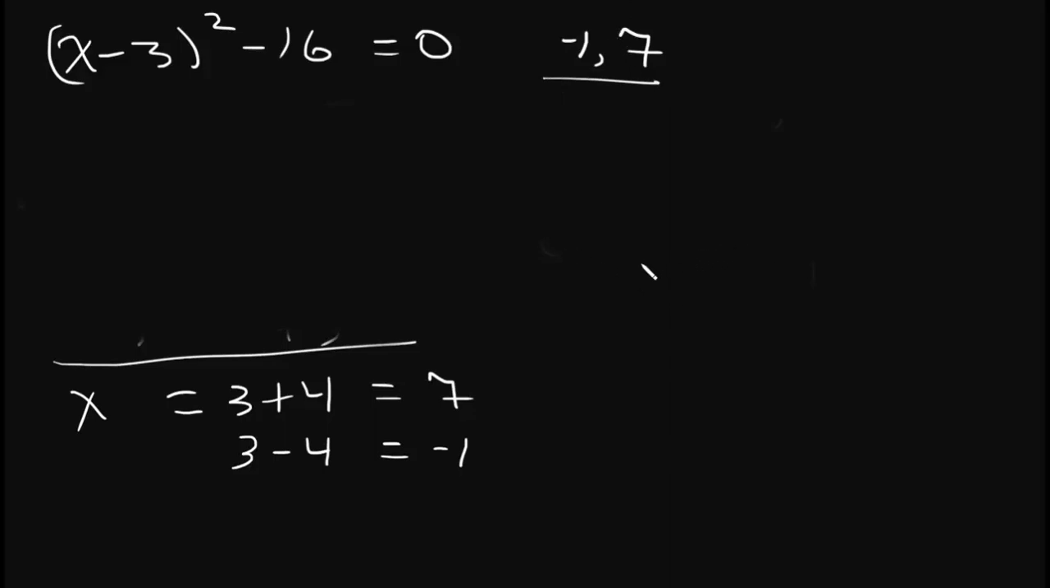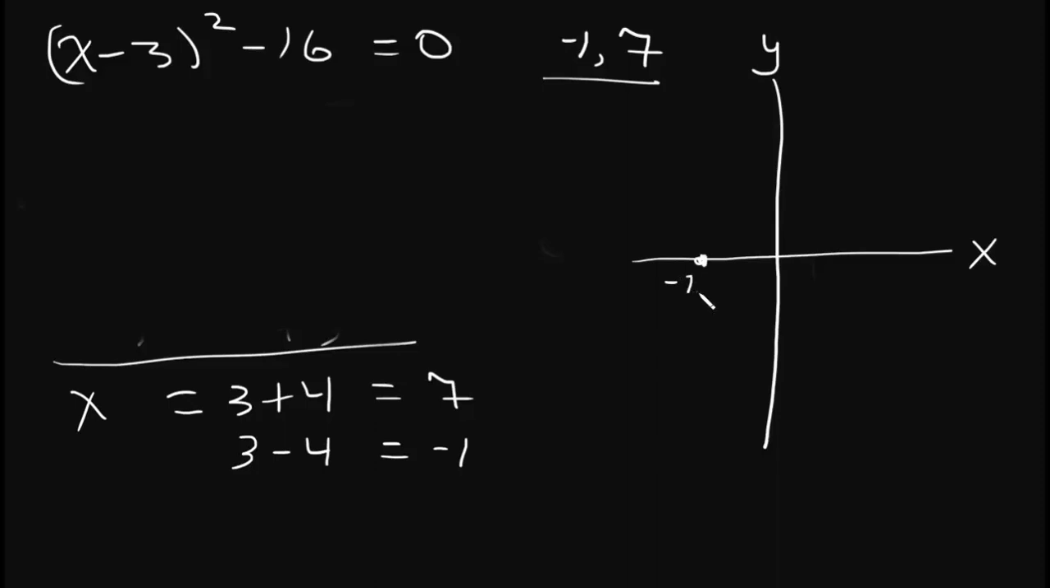What this tells us is that if we were to graph this equation, y-axis, x-axis, when x is negative 1, the y value would be 0. It would have a y height of 0. It would rest right on the x-axis. And if we gave x a value of 7, the y height would then again be 0. So we've got now the two x-intercepts, which are the solutions to the equation.